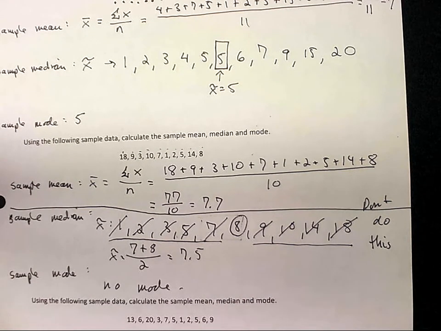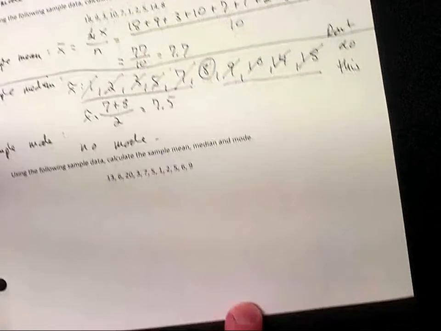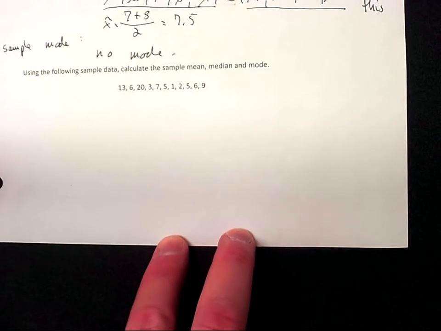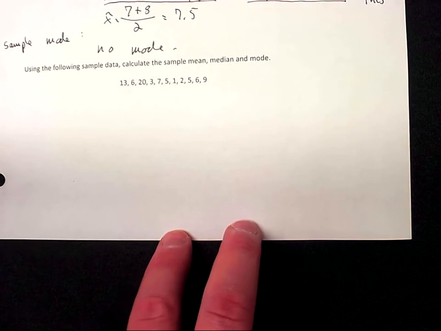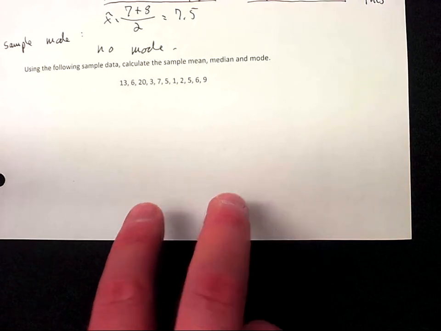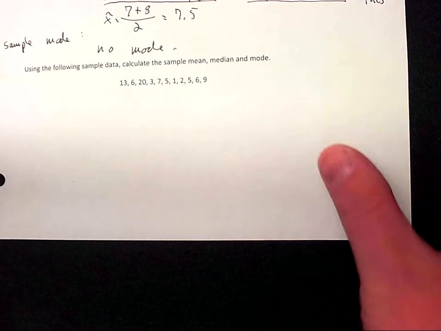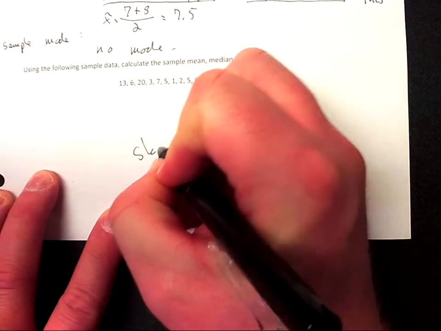Other than that, is everybody good with the second example? How do you guys feel about these types of problems? Anybody want to do this last example down here? Are you guys good to go with finding the sample mean, median, and mode? Anybody want to do it? Going once, going twice? Everybody's good? All right, then we'll skip this one.